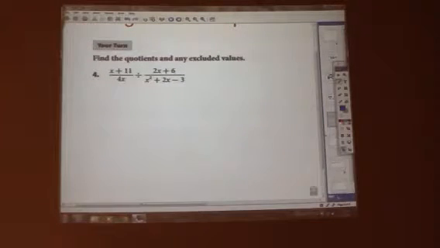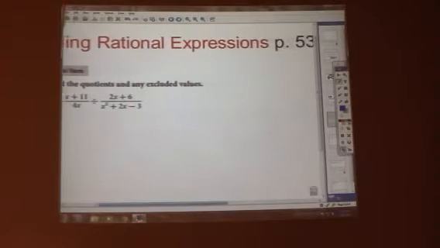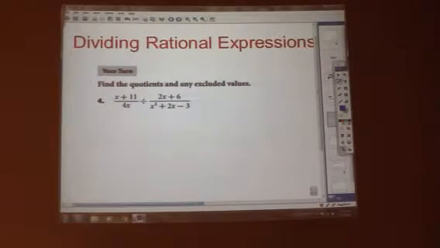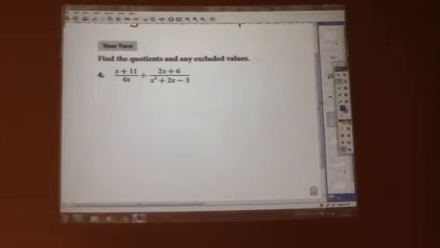So we multiply 4 when divided by 2. Okay, next we're going to divide. Go to your turn, page 532.